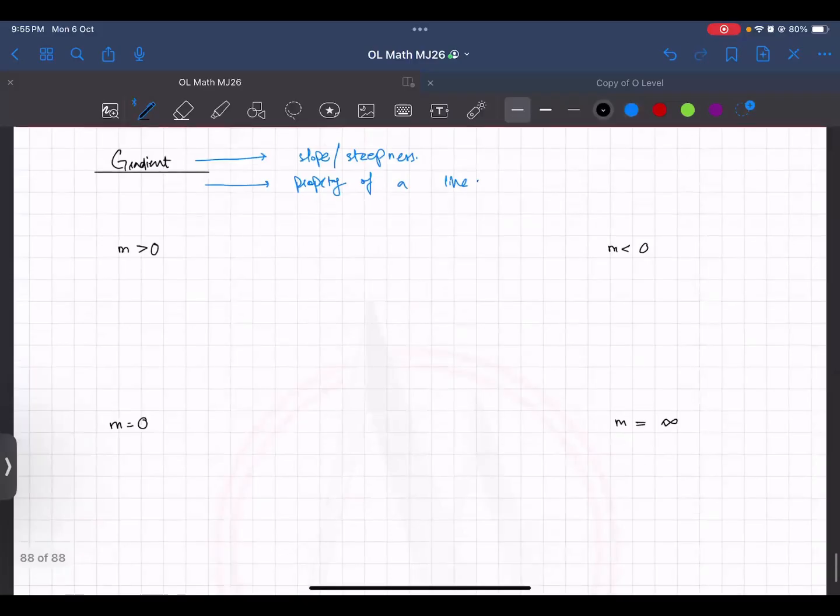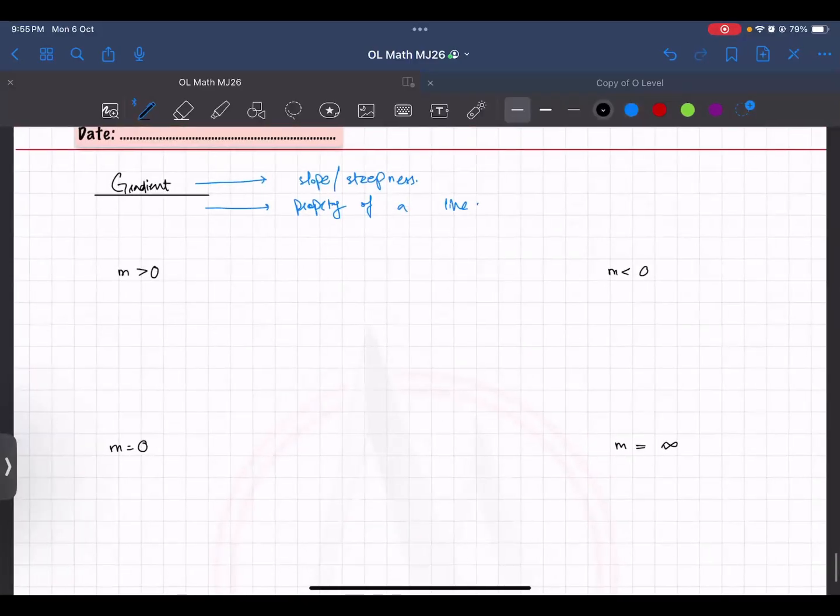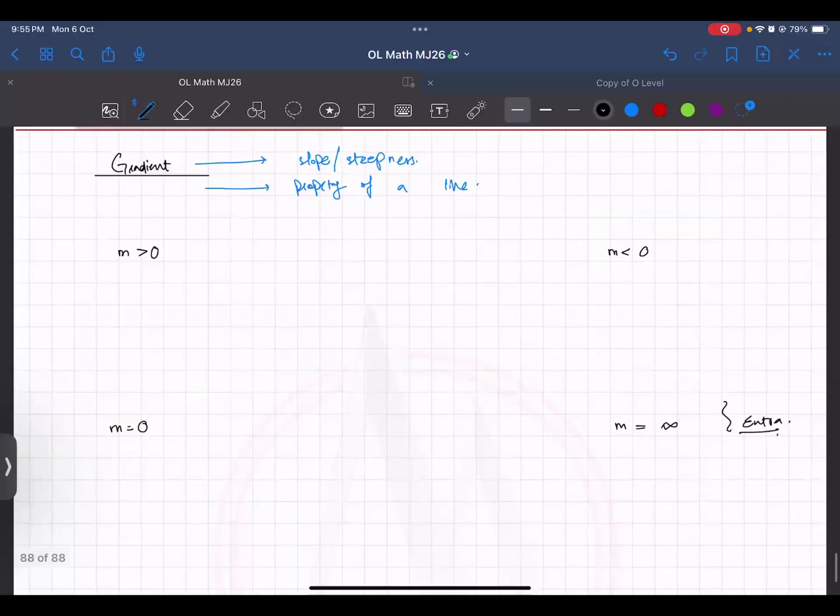I will tell you what is infinity. You will not see this. This is some extra, but I will give you this knowledge. Maybe it will help you later. These 3 values, more than 0, less than 0, positive, negative, and 0, these 3 are very important. You will see these in your examples.